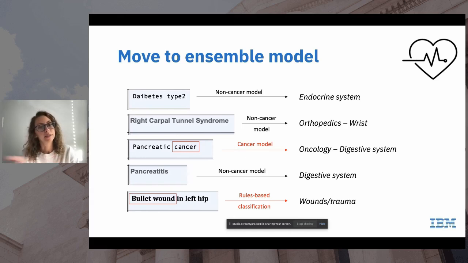And finally, our favorite bullet wound classification. Bullet wound is obviously in that gruesome dictionary of wounds and trauma terms. And so that was caught by the rules-based classification and sent directly to that classification without needing to involve the machine learning models.